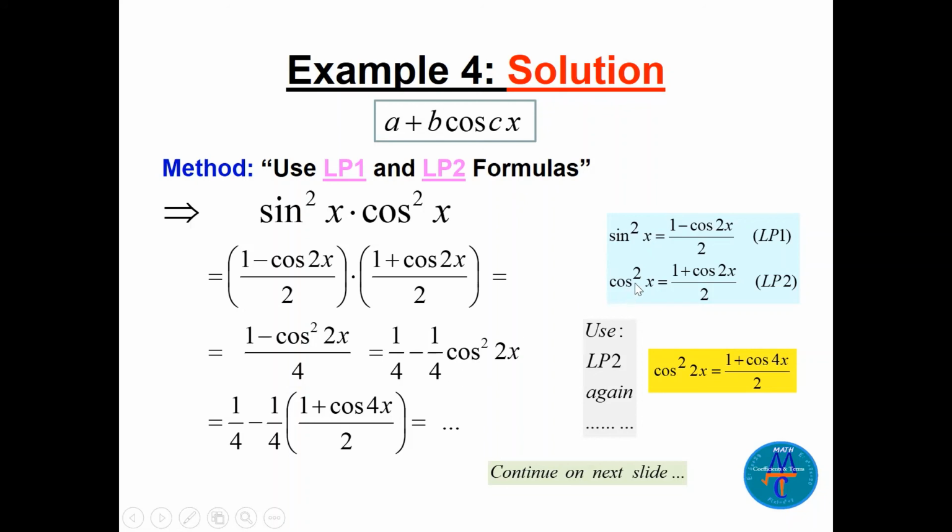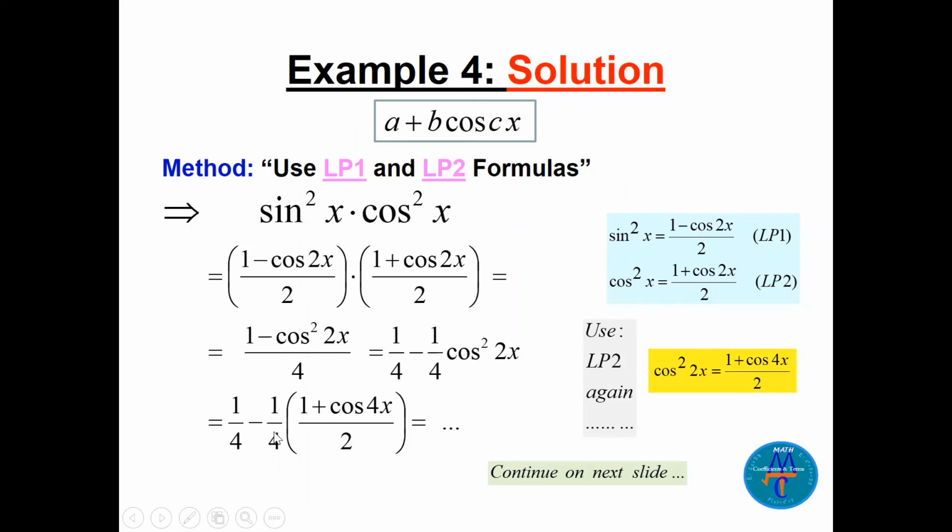I will say it one more time. Cosine squared of x becomes 2x. If we have cosine squared of 2x, that's what we need to replace. 1 plus cosine, double angle of that. 2 times 2x becomes 4x. Divide by 2. Now you need just to simplify the fractions here.